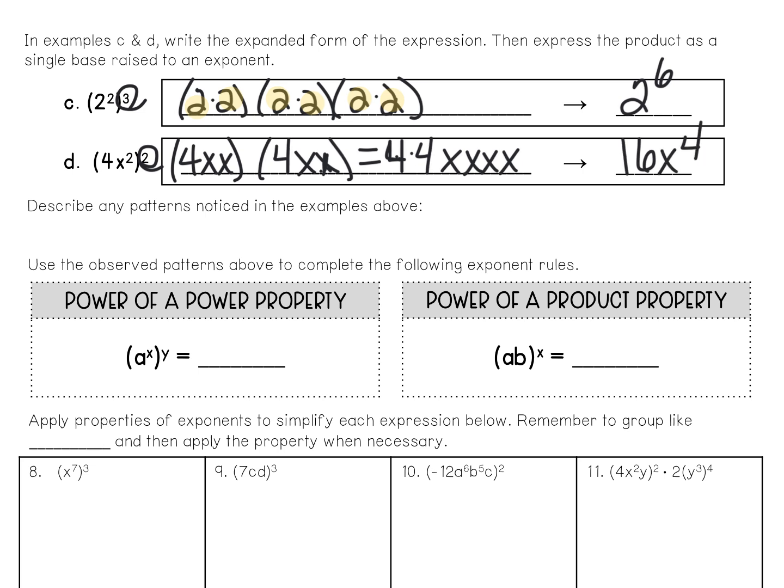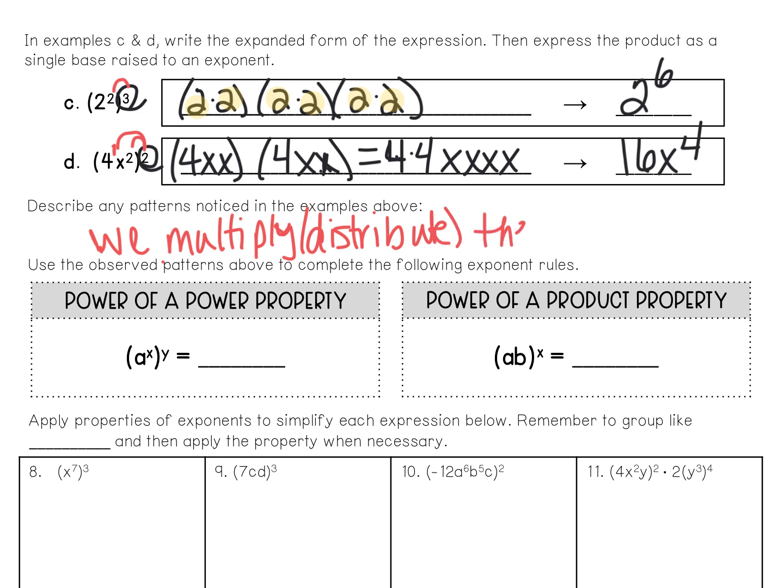So what are some patterns that we notice? Well, I'm hoping you realize that this is just like the distributive property. So we are going to multiply or distribute. We'll put distribute in parentheses because it has parentheses. The exponents. I forgot my E. So what does that look like? That looks like this. A to the x times y.